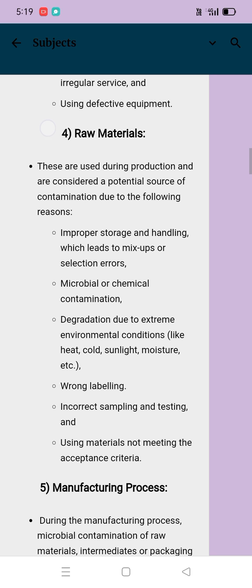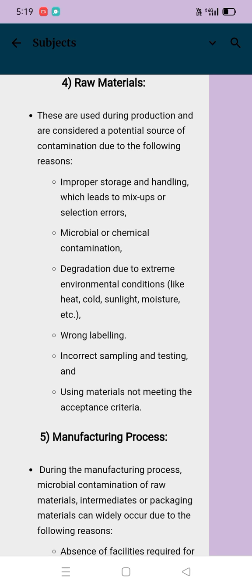Next, raw materials. These are used during production and are considered a potential source of contamination for the following reasons. Why raw materials cause contamination: it may be due to improper storage and handling, microbial contamination, wrong labeling, incorrect sampling, or materials not meeting the acceptance criteria. All these things may lead to contamination.